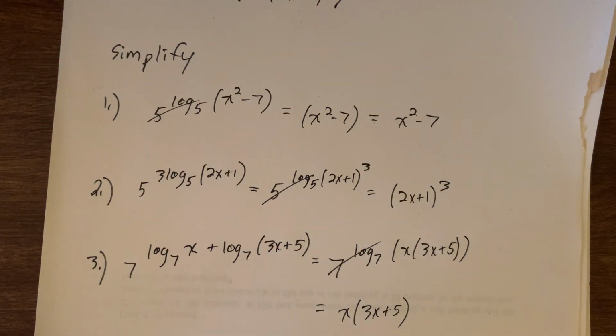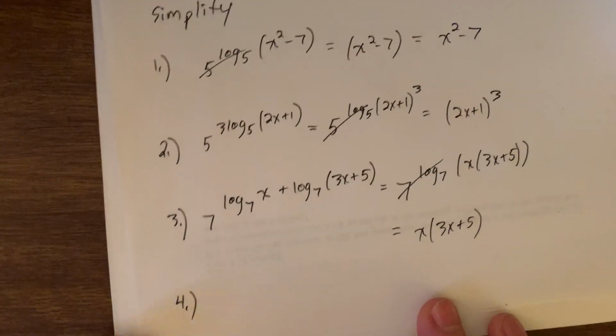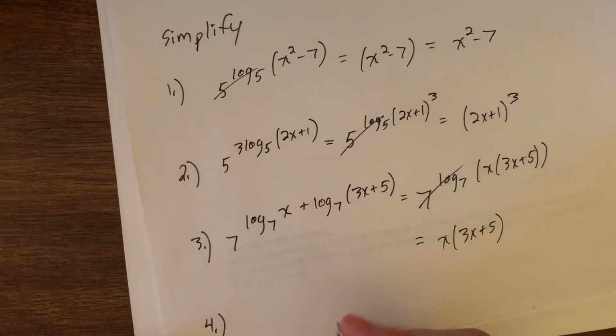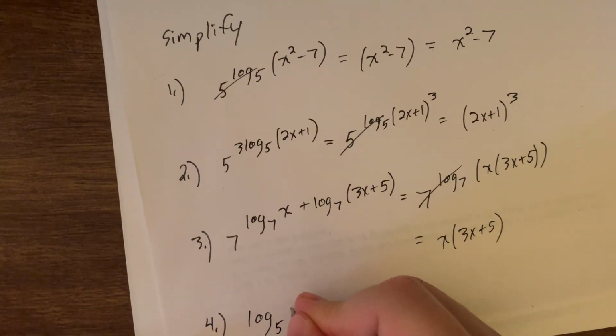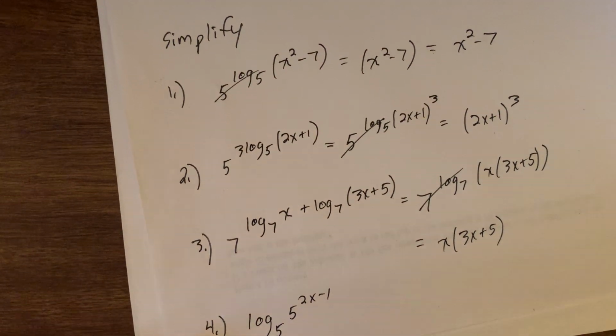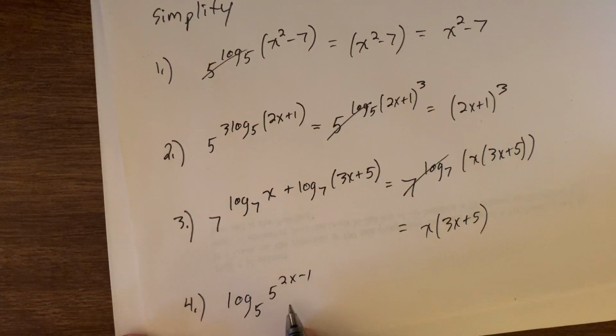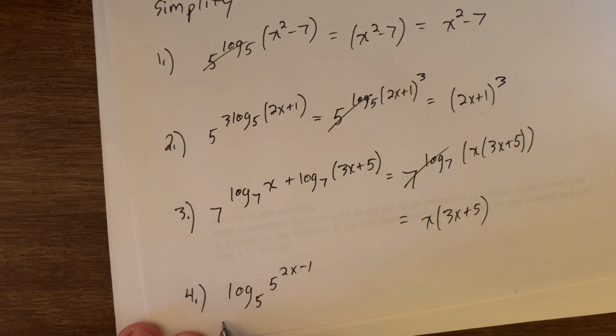Last thing we're going to do for today. Oh, I should have pointed out, I'll do one more here, number 4. If I have something like log base 5 of 5 to the 2x minus 1 power, we've seen from that cancellation idea that this is another perfect one. Now I'm starting with the log first. There's nothing special about 5. I just picked it for a few of these.